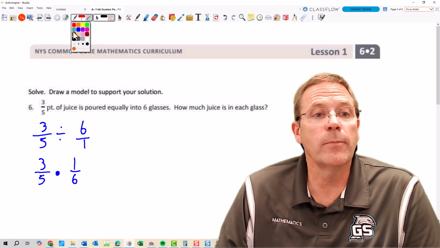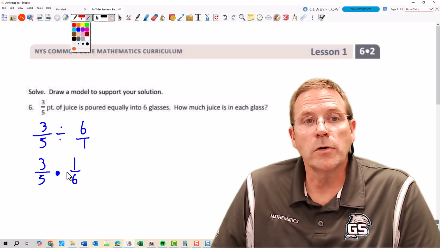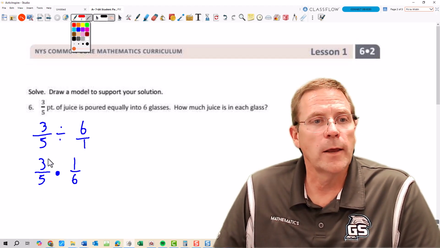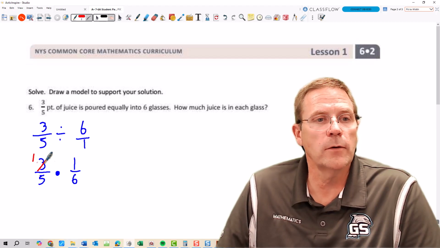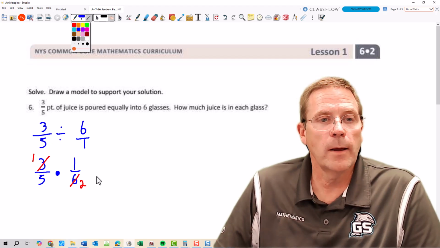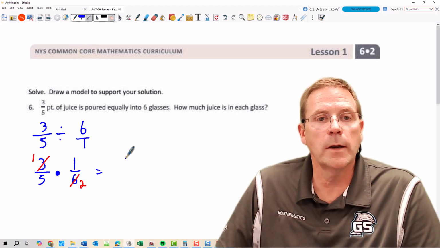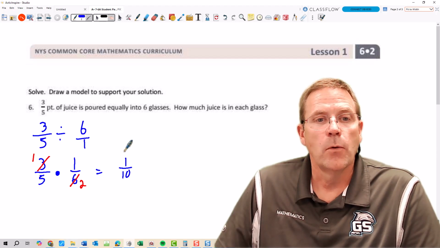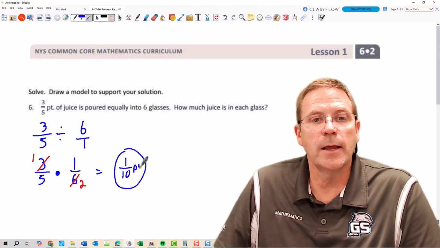We get to simplify. When you're multiplying fractions, remember you can simplify diagonally or vertically, but never horizontally. And right here, I can say that 3 goes into 3 once, and 3 goes into 6 2 times. So now when I multiply that out, I'm going to get 1 times 1 is 1. 5 times 2 is going to be 10, which means that each glass is going to get 1/10 of a pint.